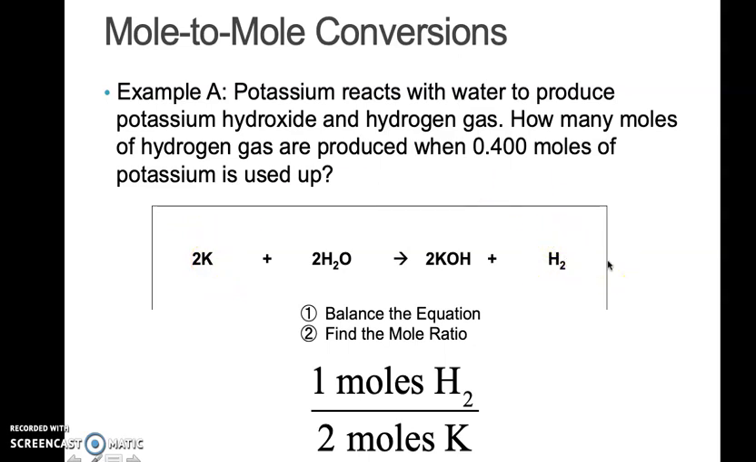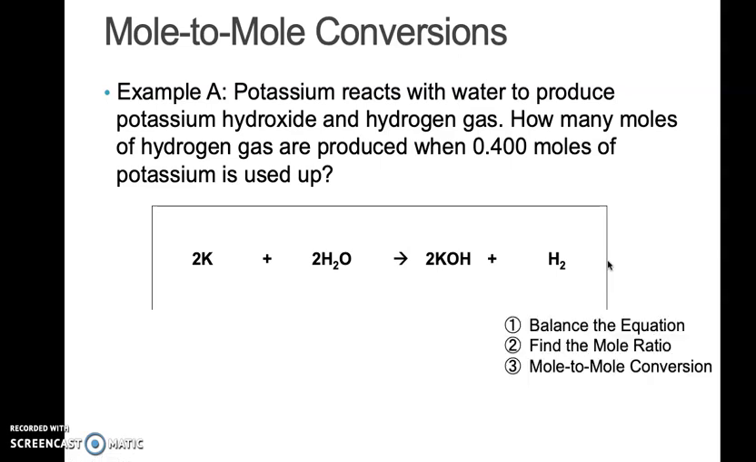Okay, so we found that mole ratio. The next thing that we need to do is the mole to mole conversion. So all we have to do is set up with what we have. So what do we have? Well, we have 0.4 moles of potassium. Well, what do we want? We want to know how many moles of hydrogen are produced. So what do we have to do? We have to use our mole ratio, placing our mole ratio here, in order for the moles of potassium to cancel out and for us to get the moles of hydrogen up top.